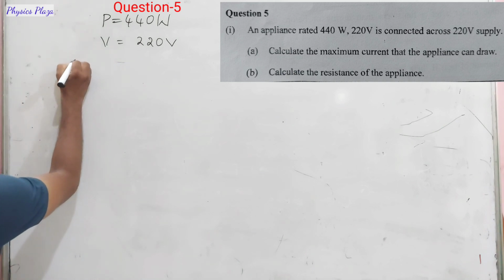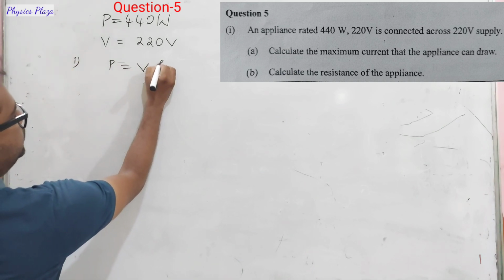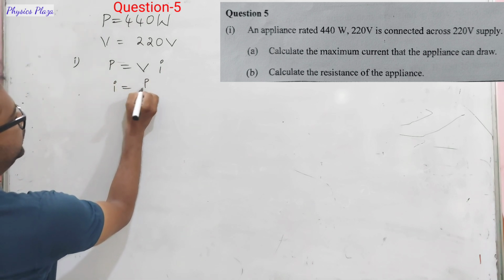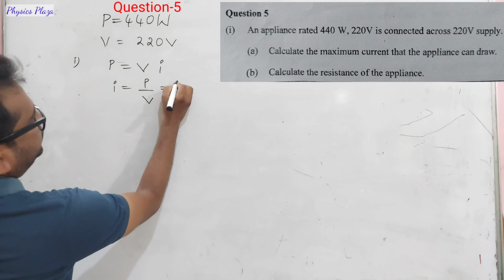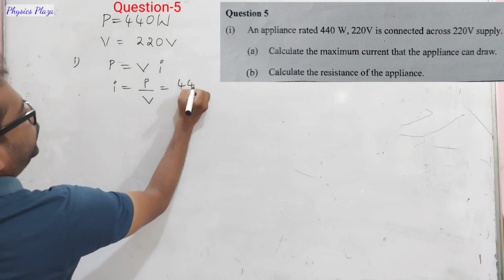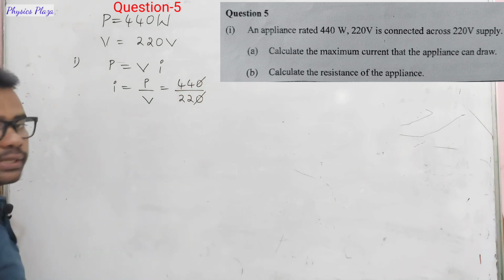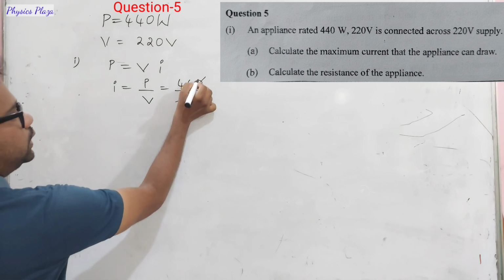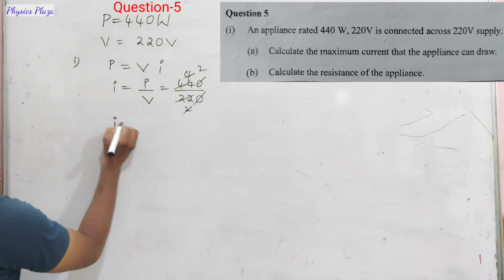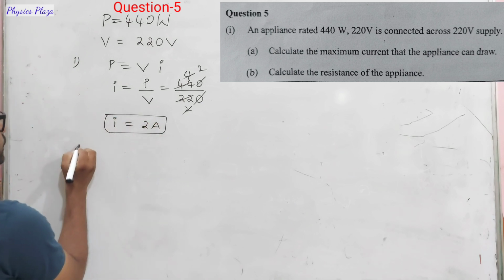So children, we have this relation P is equal to VI. From this we can calculate I is equal to P by V. That is, 440 by 220 V. 0, 0 cancel. 11 2s are 22, 11 4s are 44, 2 1s are 2, 2 2s are 4. So here I is equal to 2 ampere is the right answer.